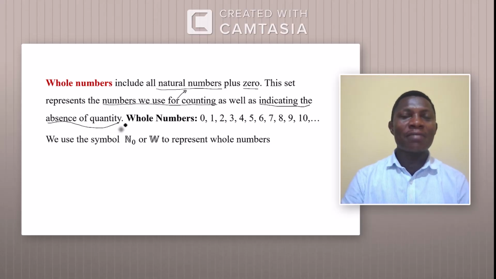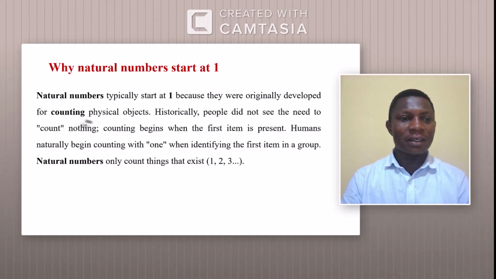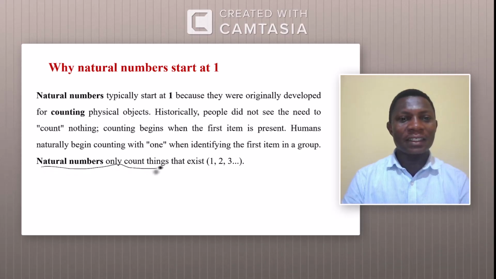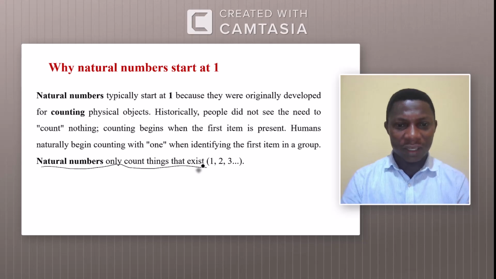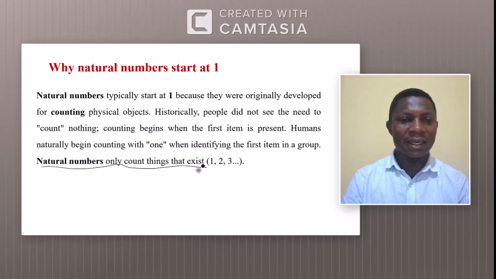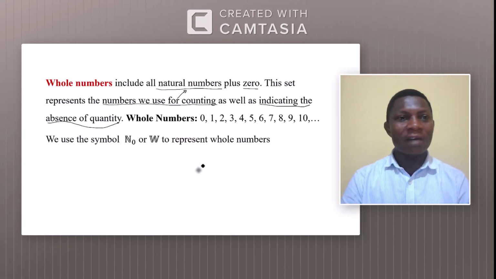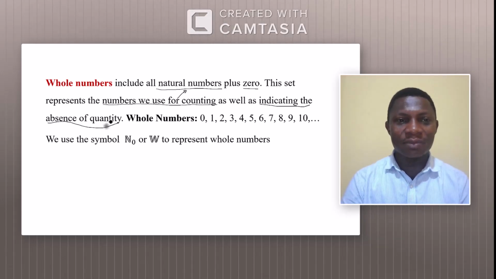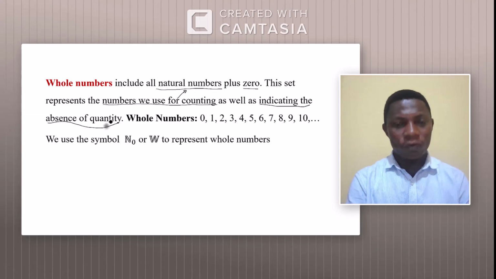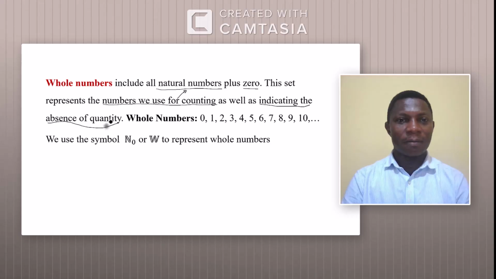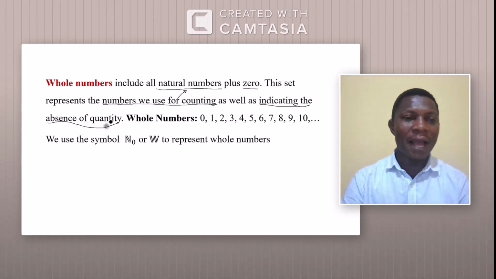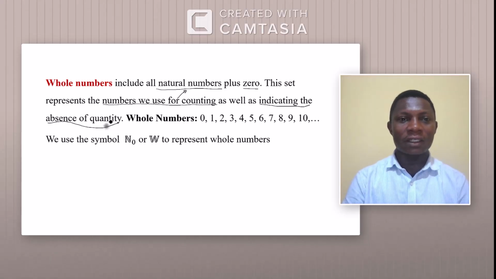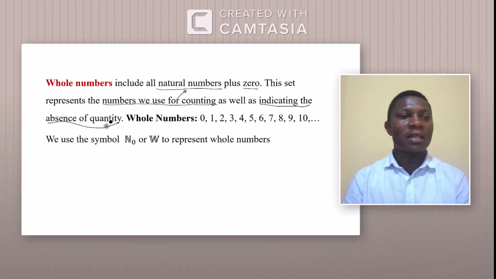Remember we said that natural numbers only count things that exist. So in natural numbers, if there's nothing in existence, we don't count anything. But for whole numbers, this set represents numbers we use for counting, the natural numbers, as well as indicating the absence of quantity. So whole numbers accept the absence of quantity. If there's nothing to count, whole numbers take it as one of its elements. It indicates the absence of quantity. So whole numbers start from 0, 1, 2, 3 up to infinity.